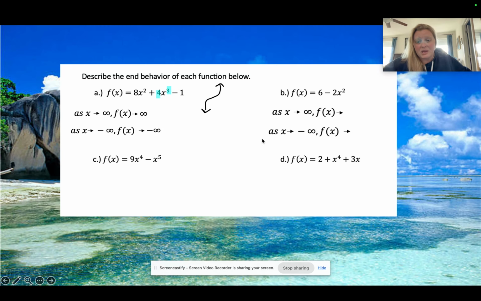All right, letter B has a squared and a -2. So this is going to be a quadratic. The biggest exponent wins the game, but it is negative. So negative quadratics have frowny faces. So this would look kind of like that. And you can see I've already set this up because all I have to do is just tell what's happening on the right and what's happening on the left. And they're both pointing down, so they're going to both have negative infinity.